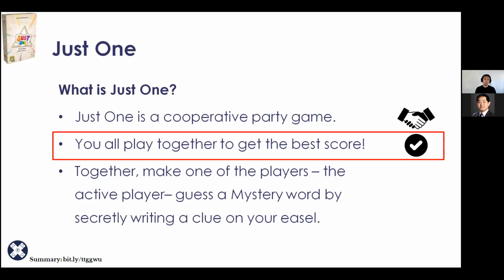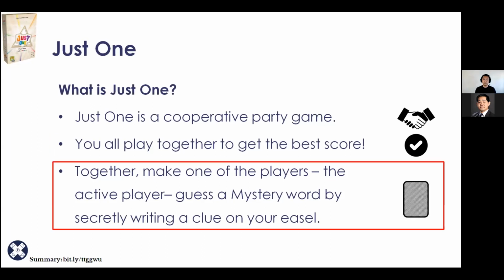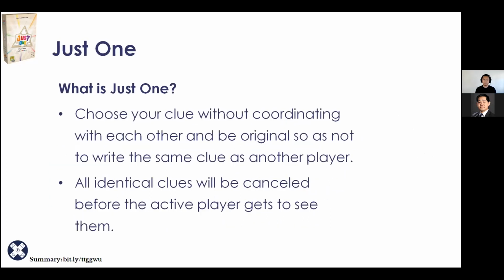So in this cooperative game, all the players are going to be playing together in order to achieve the best score. So together, all the players are going to be working together, except for the active player, to guess a mystery word. And they do this by secretly writing a clue using a dry erase marker on an easel. So that's basically how the game plays in the core loop of this game.